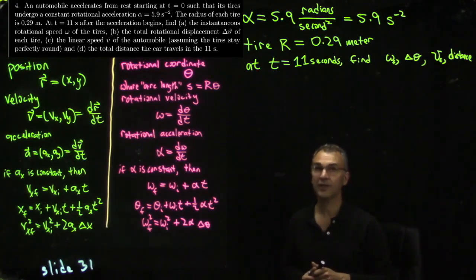At t equals 11 seconds after the acceleration begins, find the instantaneous rotational speed omega of the tire, so I'll call that omega final. Find the total rotational displacement delta theta of each tire. Find the linear speed v of the car, I'll call that v final. Assuming the tires stay perfectly round, we're also assuming that the tires roll without slipping. And find the total distance the car travels in the 11 seconds.